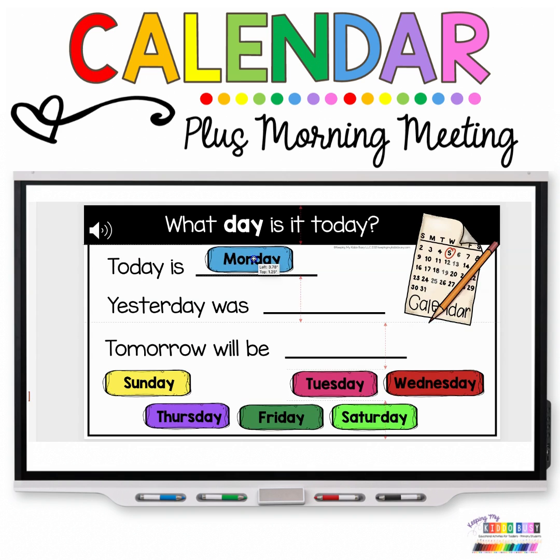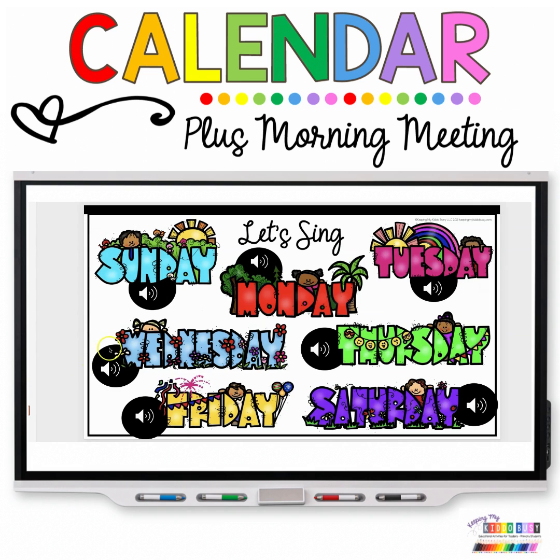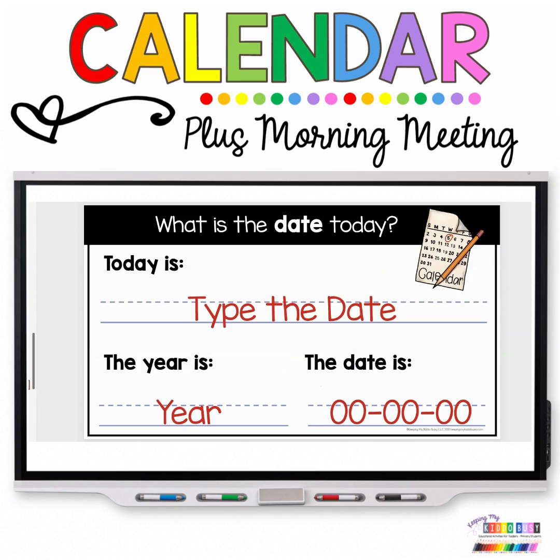So if today is Monday, you can drag this here. And then the next slide, we sing whatever day it is. So if today is Monday, you just click the Monday song. Today is Monday. On the next slide, you just type into the box for the date, the year.